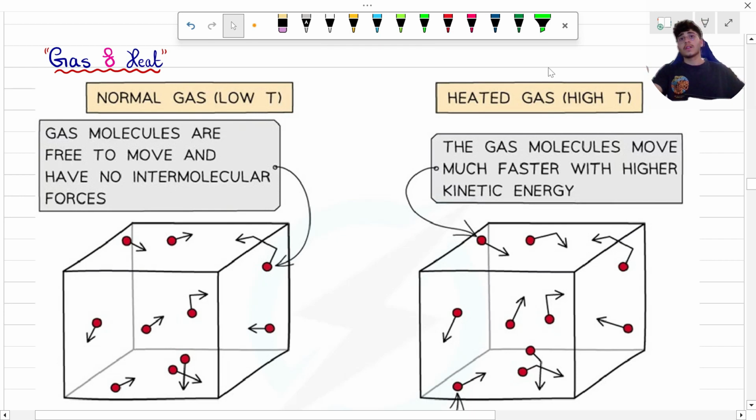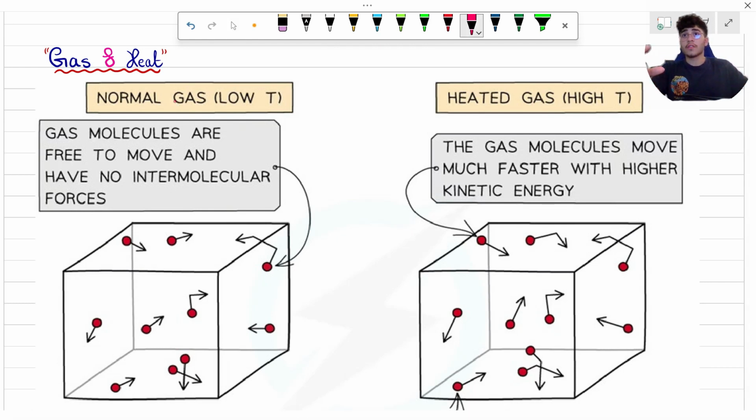Gases and heat. This is a normal gas at low temperature, and this one is a heated gas at high temperature. At low temperature, the gases are free to move and have no intermolecular forces, while in a heated gas, the gas moves much faster with a much higher kinetic energy.